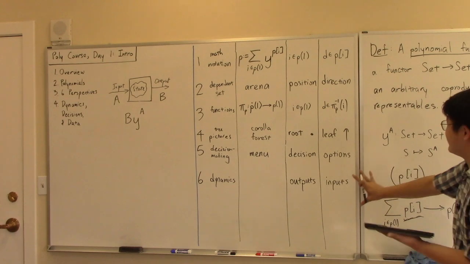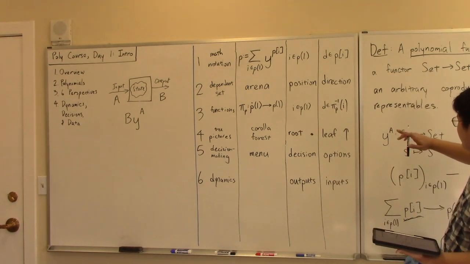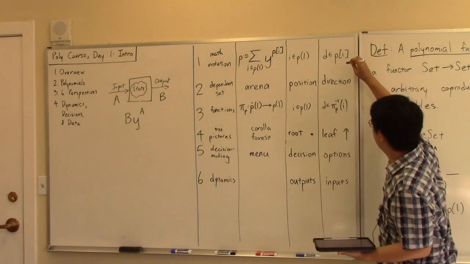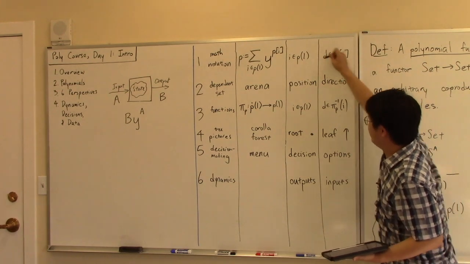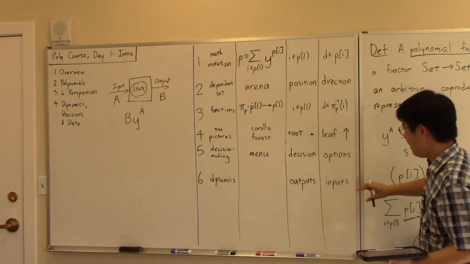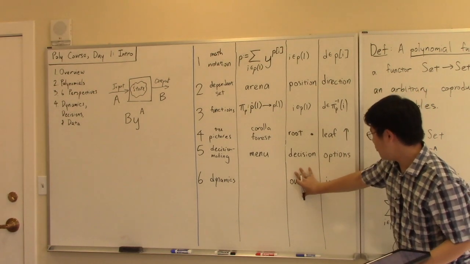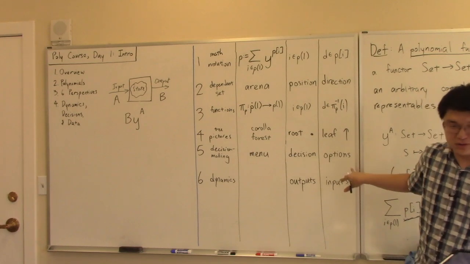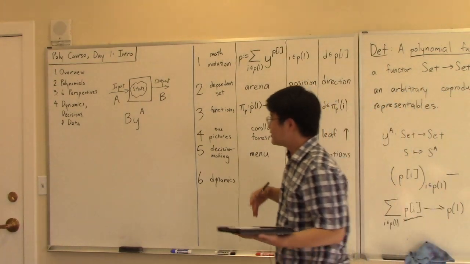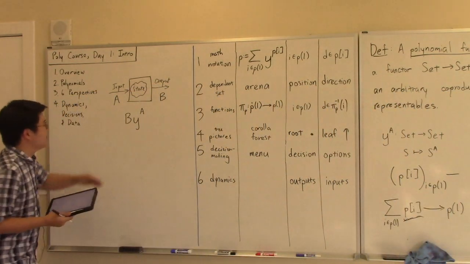But you can see here that this is a little odd, right? Because since each direction is associated with a position, we're really saying that each output has a certain set of inputs associated with it. And so really this is not quite this picture here.